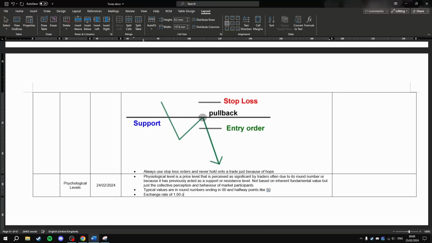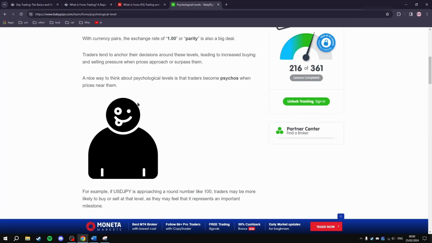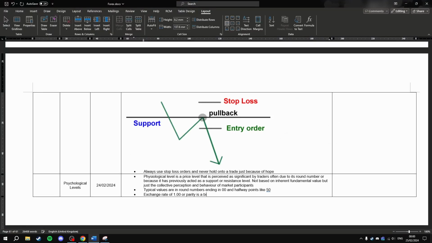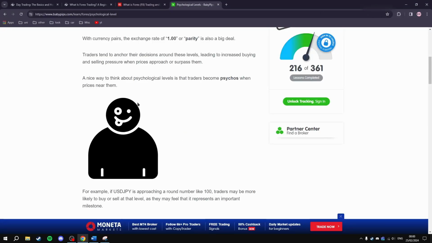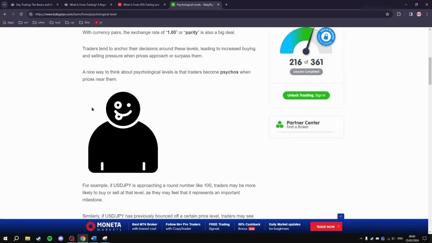Of 1.00 or parity is a big deal. Traders tend to anchor their decisions around these levels, leading to increased buying and selling pressure when prices approach or surpass them. A nice way to think about psychological levels is that traders become psychos when prices near them.